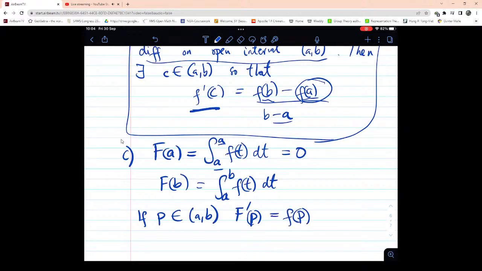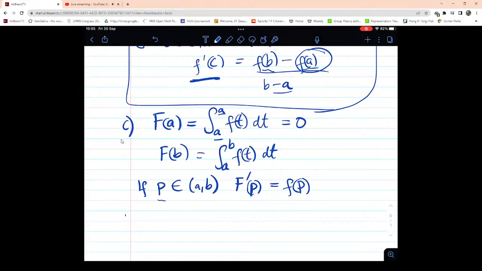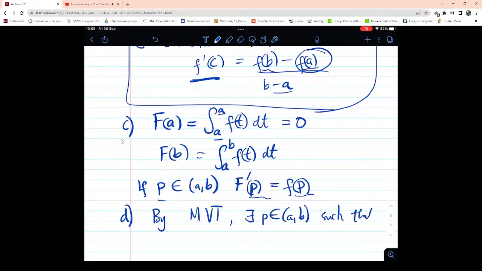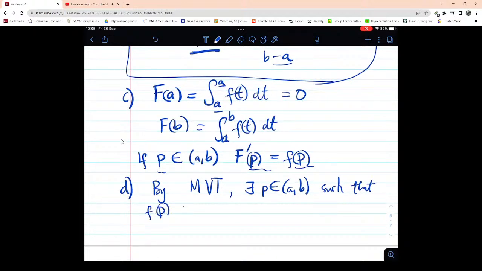So we've collected all the information. We know that if we've got this value, then we know its derivative. For any P that you pick, we know what happens. Now we can use our MVT. So this is the last part. So by the MVT, there exists a P in AB such that f of P is equal to F prime of P, which is F of B minus F of A over B minus A, right?